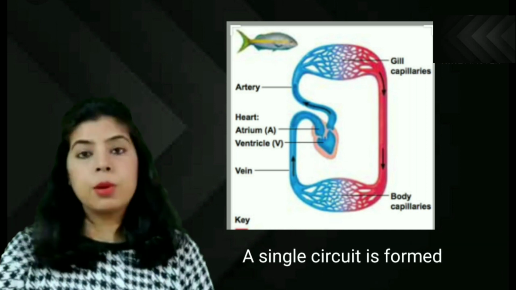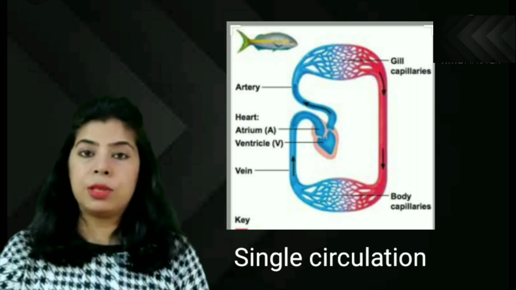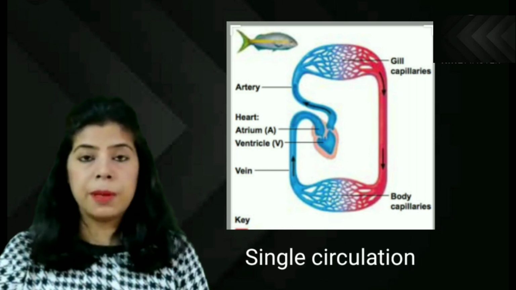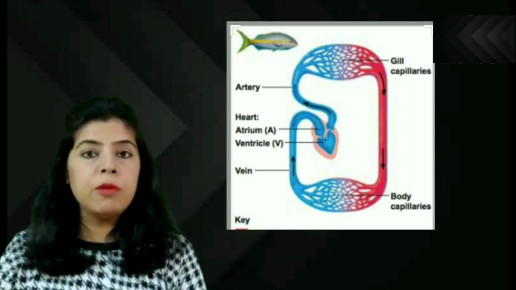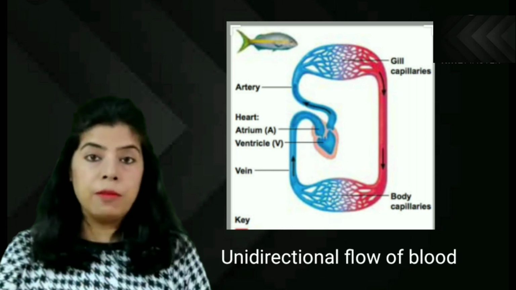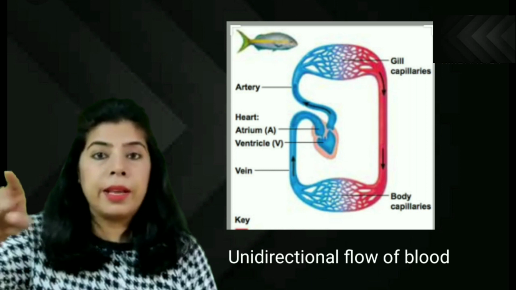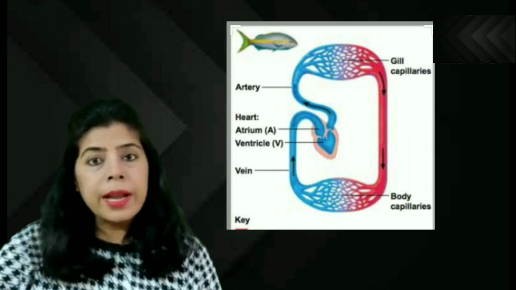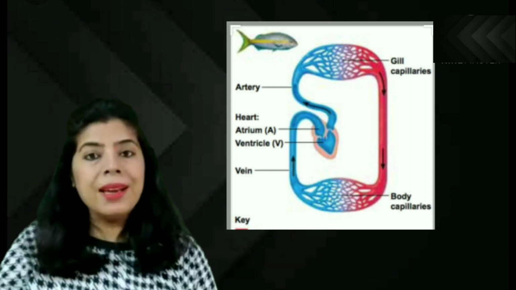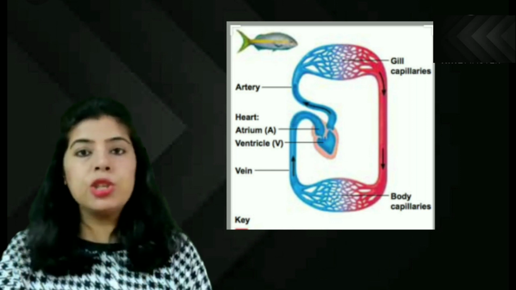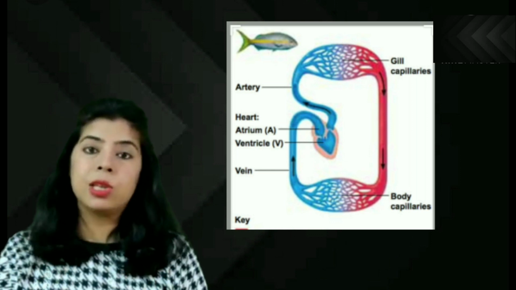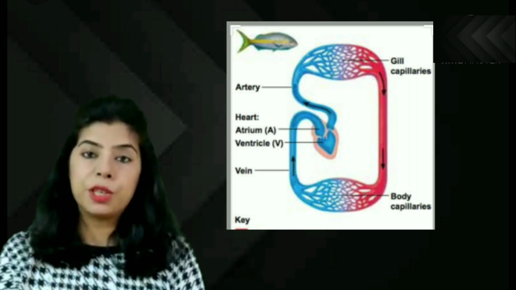Such a kind of blood circulation is called a single circulatory system of blood. Single circulation is taking place. Only one circuit has been formed and there is a unidirectional flow. That is, the blood is flowing in only one direction. It is not going back. So one direction the blood is flowing, making a single circuit, and such a kind of circulation is called single circulation, which you find only in fishes.